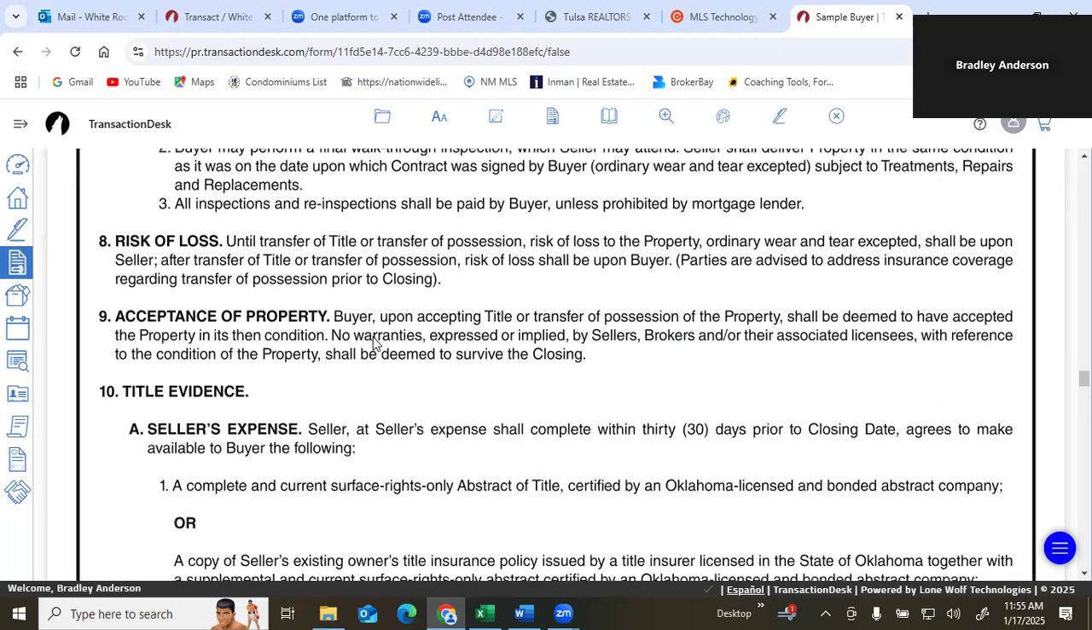Acceptance of property. Buyer, upon accepting title or transfer of possession of the property, shall be deemed to have accepted the property in its then condition. Okay, so once closing happens, whatever condition it's in, the buyer accepts it. No warranties expressed or implied by the sellers, brokers, and or their associated licensees with reference to the condition of the property shall be deemed to survive the closing. Okay, so once it's closed, seller is absolved.